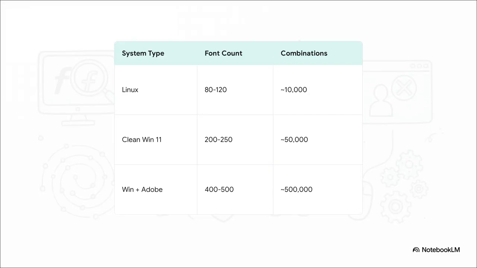To really put the math into perspective here, a default Linux installation has maybe 80 to 120 fonts, giving trackers around 10,000 unique combinations to sort through. A clean Windows 11 system, that bumps it up to about 50,000 combinations. But look at how simply being a graphic designer using Adobe Creative Cloud just explodes your uniqueness. Suddenly you're sitting on a highly distinct system packed with 400 to 500 fonts.